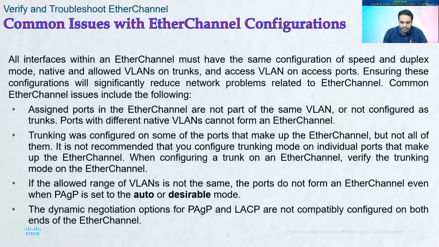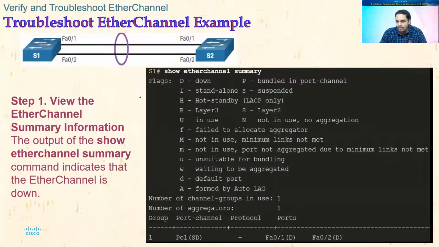Now, once again, we have a small example. We have two switches, S1 and S2. For some purpose, I typed in show Ether channel summary. And here I can find out that PO1 is down, right?